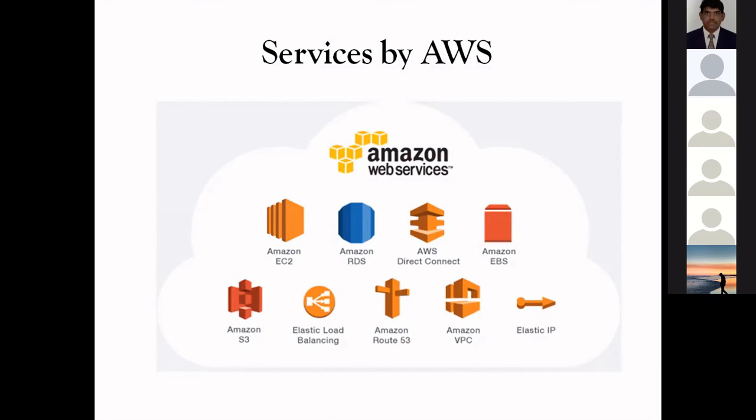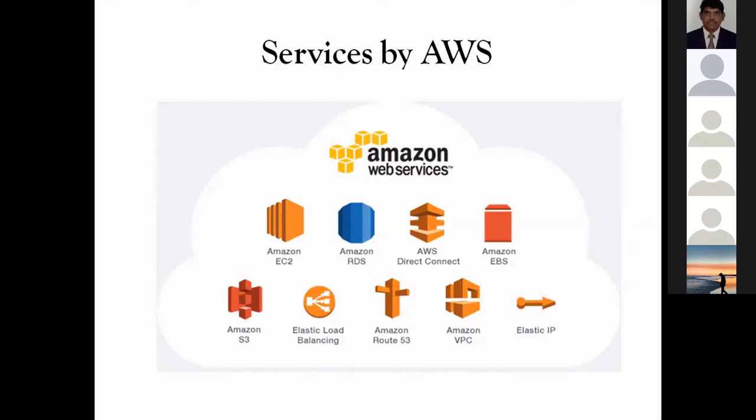Amazon EBS is nothing but storage also. It is stored in block form, like 1 GB, 2 GB, 32 GB, right? Like RAM. So that is the purpose of Amazon EBS. And S3 bucket. S3 bucket is also used for storage purposes.